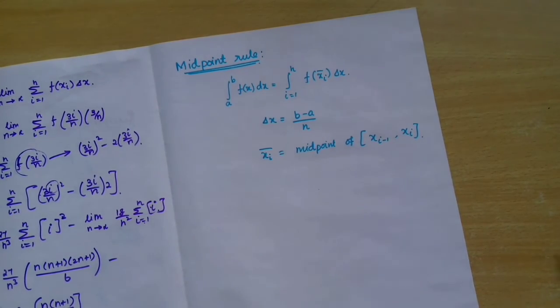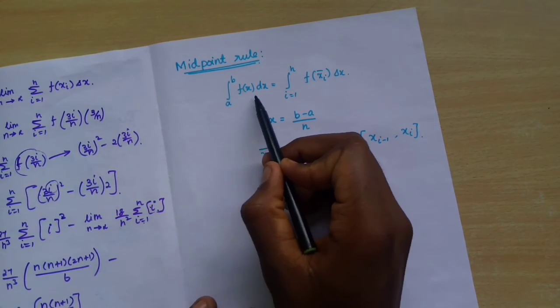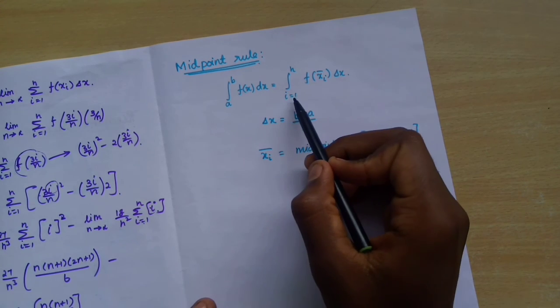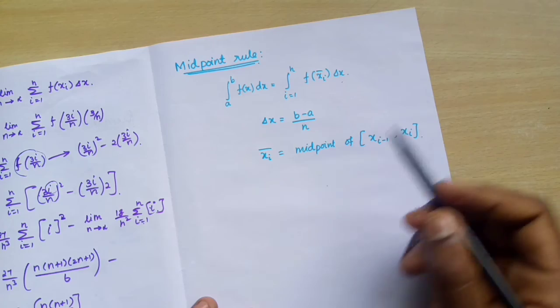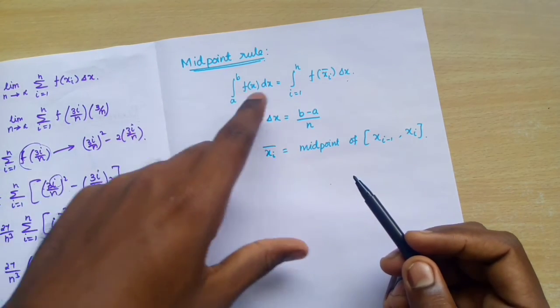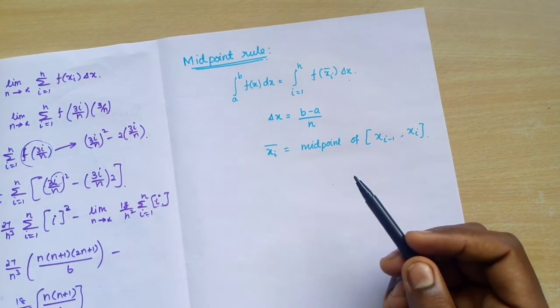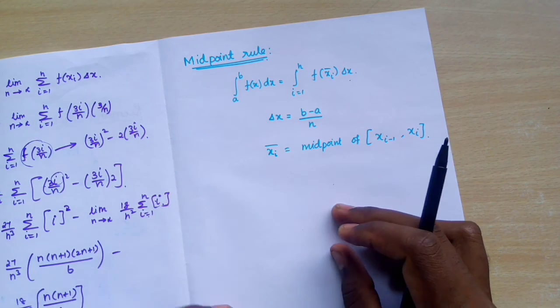Now the midpoint rule is the integration of 0 to b of f(x) dx, which is equal to the summation of i equal to 1 to n of f(xi bar) into del x. By using this equation you can solve the integration sum by the midpoint rule also.